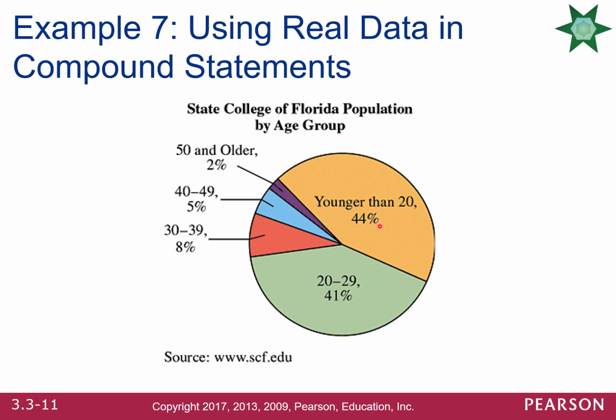So there were 44% of the students at the college who were younger than 20, so less than 20 years old. Then we had 41% of students in the age range of 20 to 29, 8% in the age range 30 to 39, 5% in the age range 40 to 49, and 2% of the student population was 50 or older, greater than 50. All right. So given this picture, let's look at the statement that we have to analyze next.